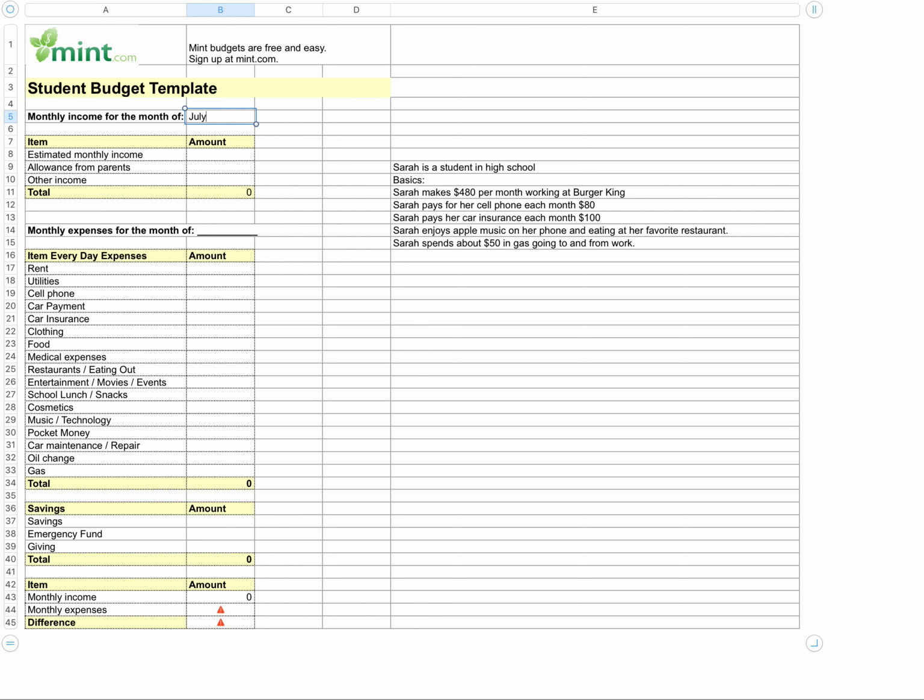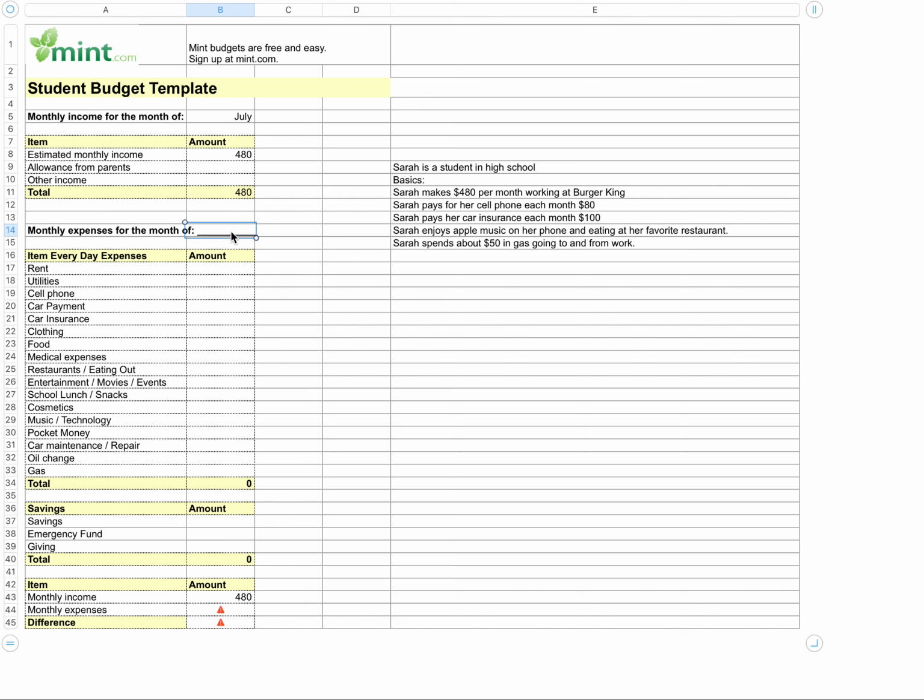It is July. Estimated monthly income. It says Sarah makes $480 per month at Burger King. We're going to plug that in there. Sarah might get allowance from parents or do some other work, but we're not going to put that. And I was really nice, so I totaled these up for you. So it's going to bring your total there to $480.